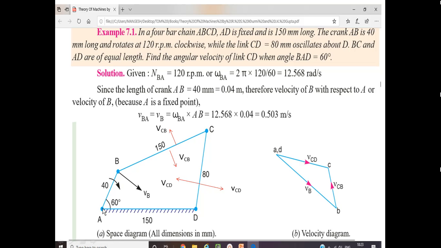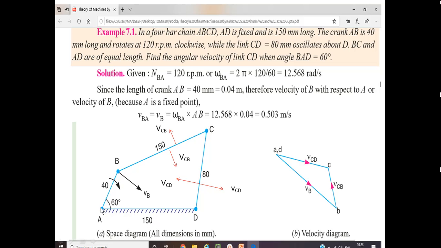So if I take a scale of 1 to 20 mm per 10 mm, then AB will be equivalent to 2 centimeters. I will draw AD first, which is 150 mm. According to the scale, it is converted into 7.5 centimeters. So from A I will mark a point in a horizontal direction at a distance of 7.5 centimeters.